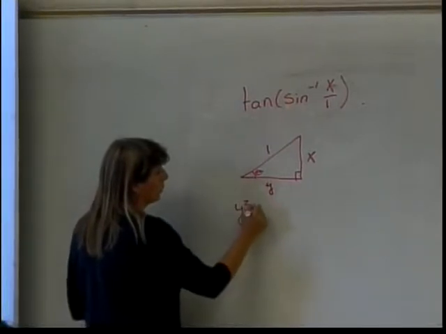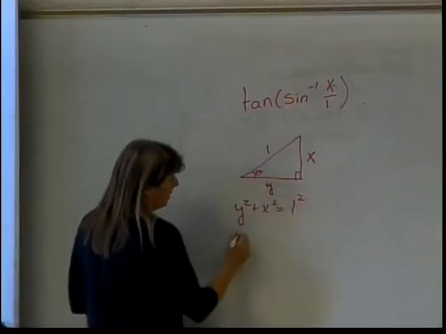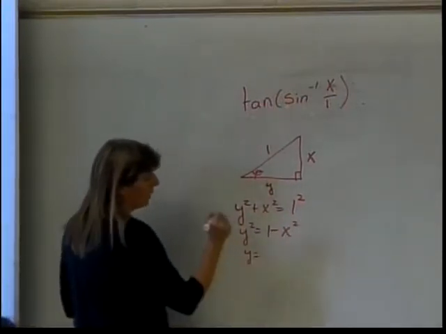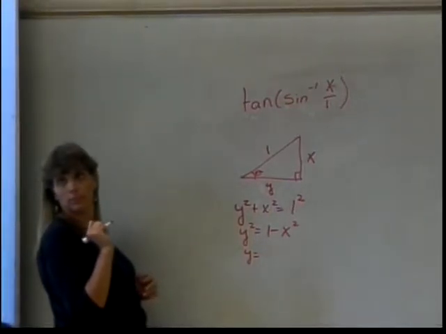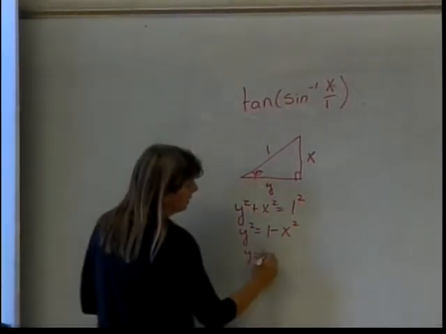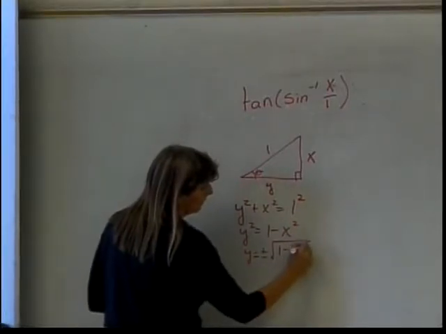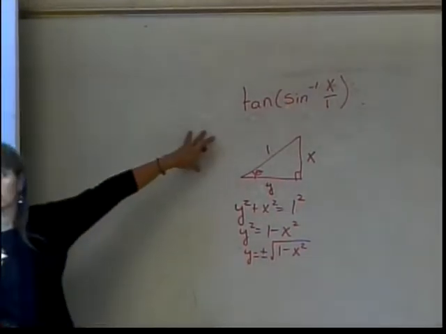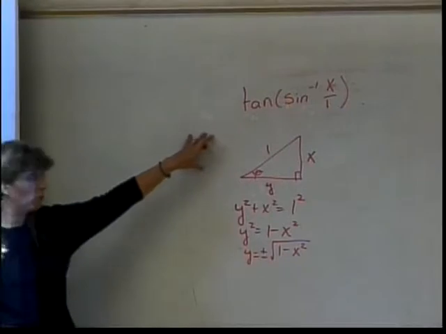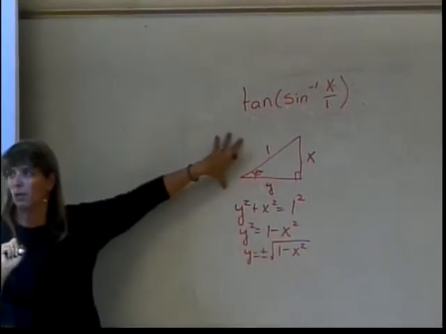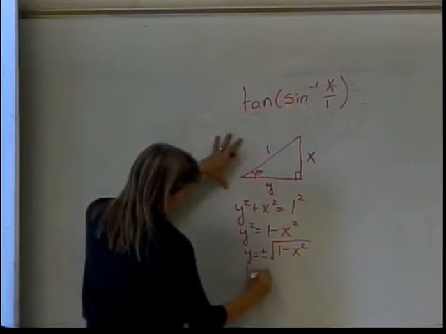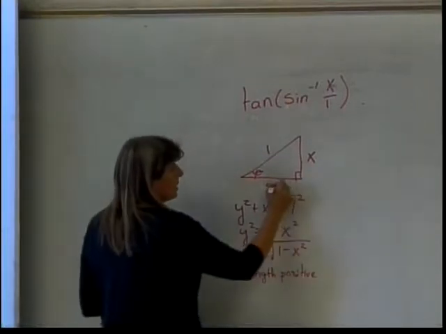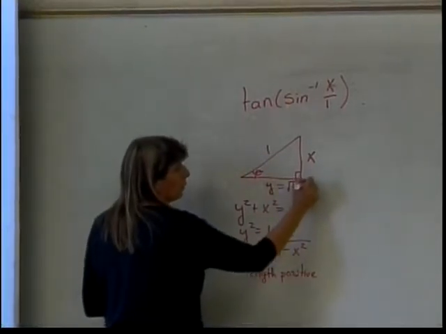So I have y squared plus x squared equals 1 squared. That'll give me y squared equals 1 minus x squared. So y equals what? Plus or minus the square root of 1 minus x squared. So far so good? What can I say because I'm dealing with a triangle? I know whether it's a positive one or a negative one because I'm talking about a triangle. This is positive. So this is the positive square root of 1 minus x squared.